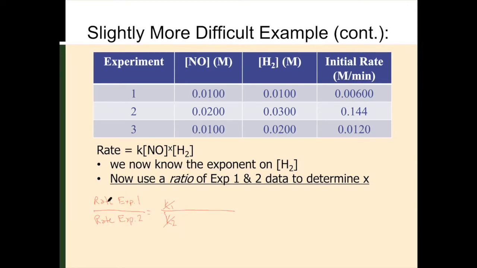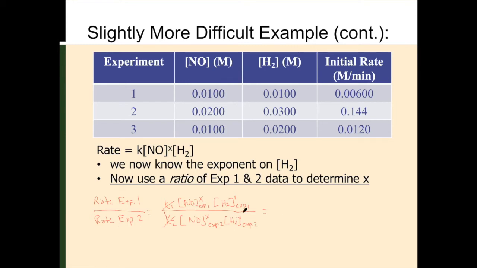And so since we're talking about the rate of experiment 1, in this case, it's going to be the concentration of NO in experiment 1 raised to the power of x, times the concentration of H2 raised to the power of 1. I don't know what the exponent is for NO, so I'm going to put the x there. But I know that this is an exponent of 1, and I'm going to use the concentration from experiment 1. And that's over the concentration of NO raised to the power of x in experiment 2, times the concentration of H2 raised to the power of 1 again in experiment 2. Okay, so now I can just substitute in the numbers there.